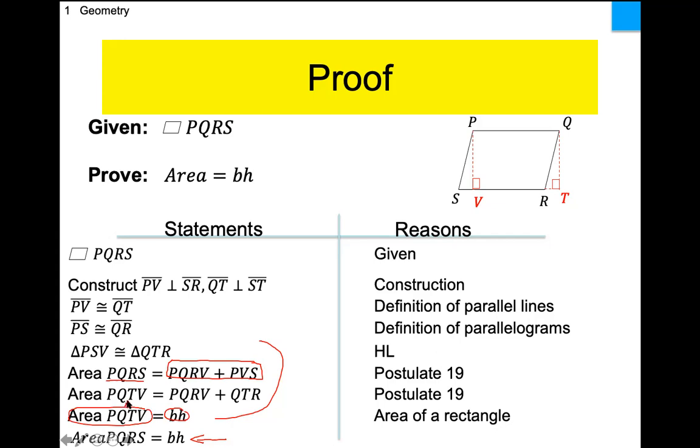I go back to this statement, which is PQTV, which says it's equal to PQRV plus QTR. But wait a minute. PVS and QTR are exactly the same. So I can substitute those two. Therefore, through a triple substitution, I get to make that last statement. All I'm doing is taking these 1, 2, 3, 4 statements and doing a whole bunch of substitution. By the way, you may have gotten lost in what I did right there. Basically, I showed you we started off with a parallelogram and we figured out that the area is equal to base times height. And all of that is why we don't do that in 7th and 8th grade.